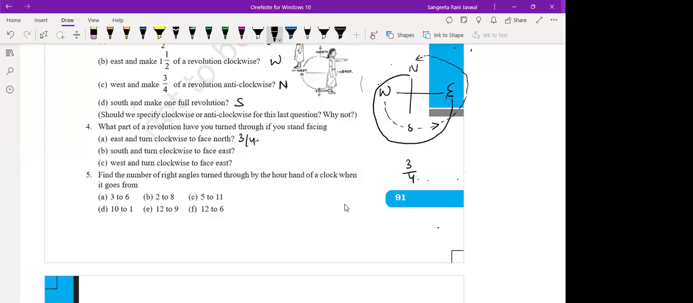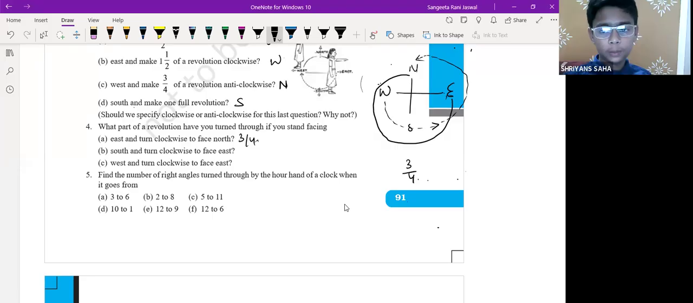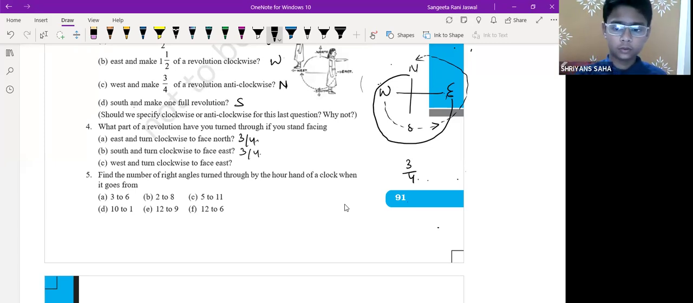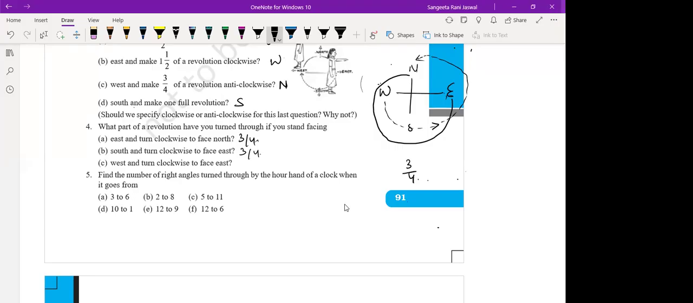Now tell me this one. You are facing the south and turn clockwise to face east. 3/4, again 3/4. Okay. West and turn clockwise to face east. 2/4, half. 1/2.